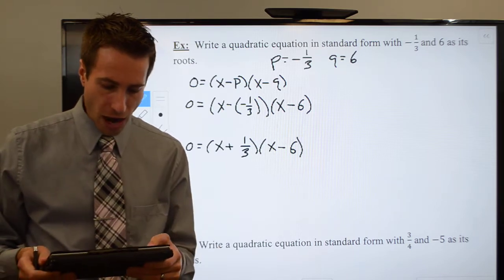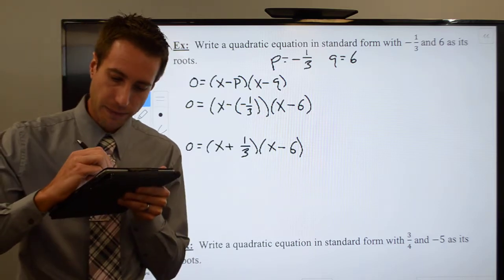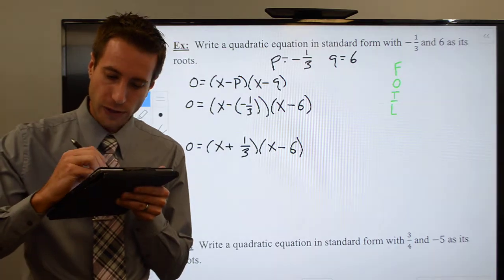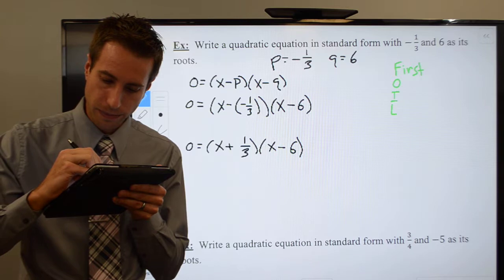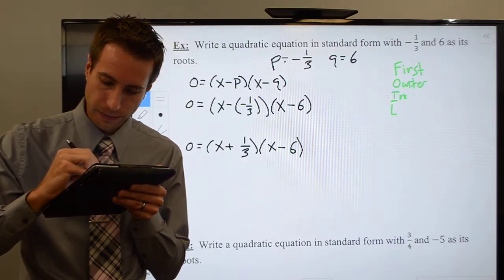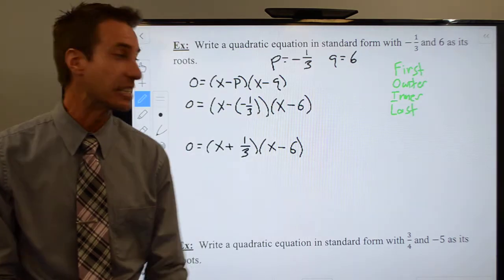All right, here we go. In order to FOIL, let me write it up here. FOIL, of course, the F is first, outer, inner, and last. And again, what that's talking about is the terms, right?